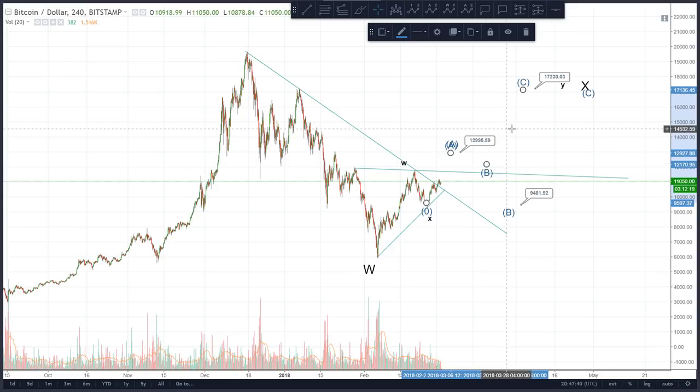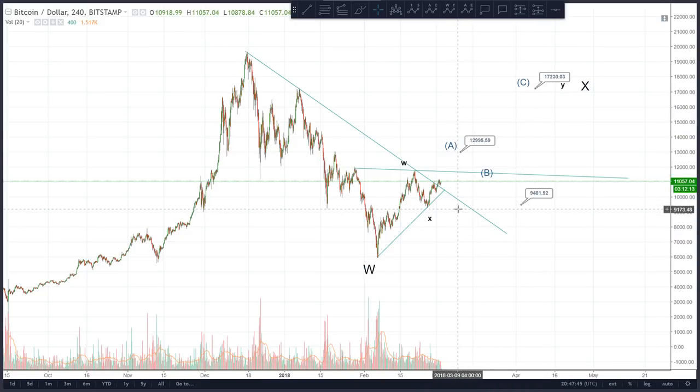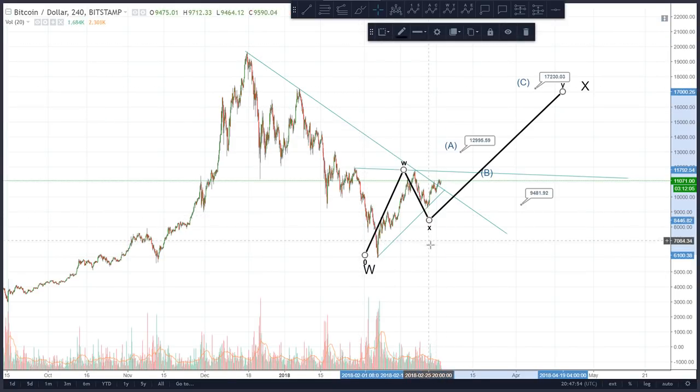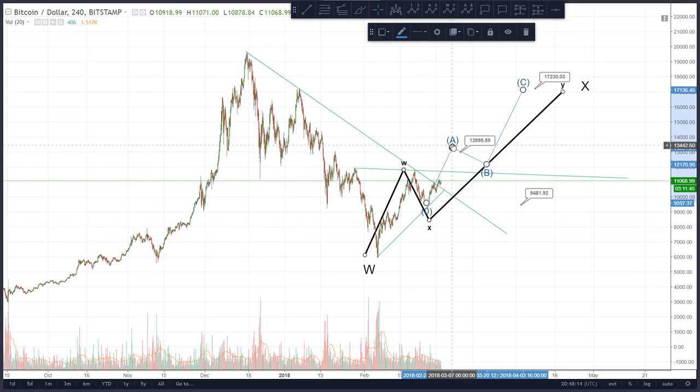Let me take away this old ABC count. Let me just show the wave for this so it's a little bit clearer. So this is what I'm expecting, W, X, Y up to the 17,000 mark. And the way in which this ABC is going to form is something like this. So again, let's show the wave. Alright, so I'm expecting the ABC to look like this. This is going to be quite a shallow B wave, and C is going to finish here.